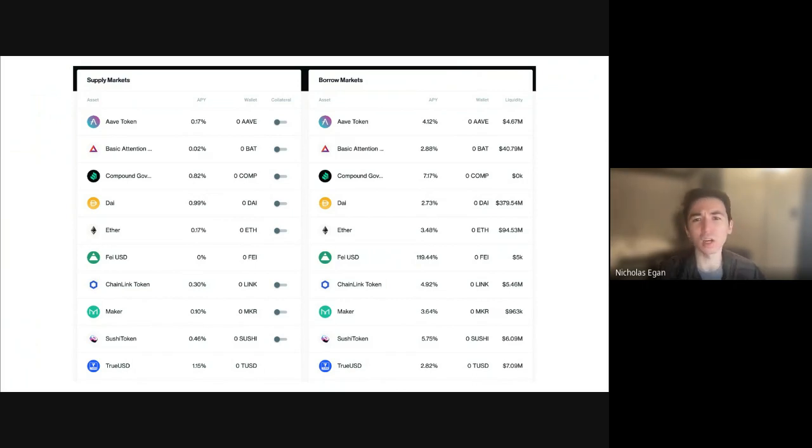In this talk, I'll start by providing an overview of how interest rate curves work for most lending protocols. I will then discuss our initial heuristic-based approach to optimizing these interest rate curves.